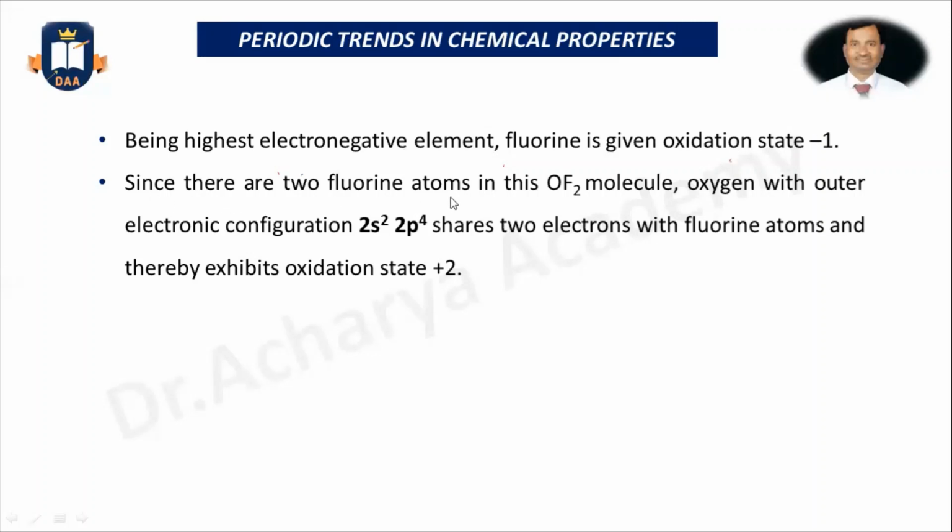Since there are 2 fluorine atoms in the OF2 molecule, oxygen with outer electronic configuration, what is this? 2s2, 2p4. So obviously, what is its valence? 8 minus 2 minus 4, that means 2. 2 is the valence of the oxygen. And this oxygen is comparatively less electronegative than fluorine. So this oxidation state will be denoted by the plus symbol, that means +2.